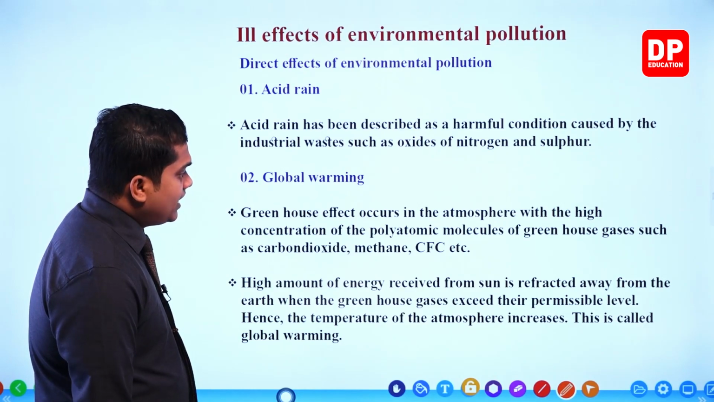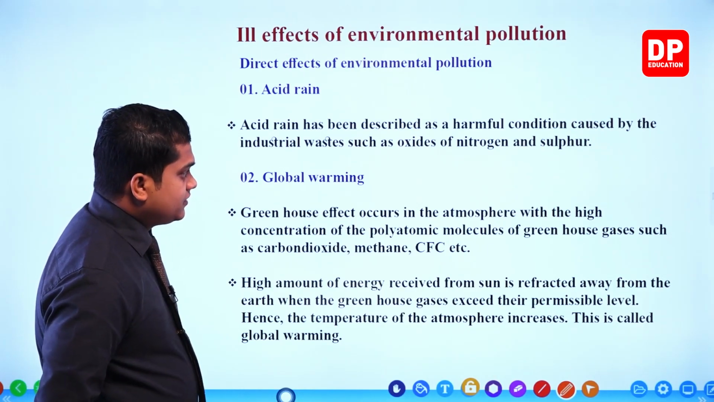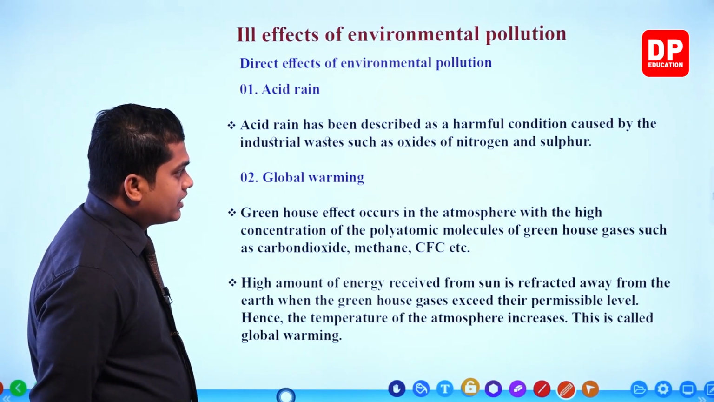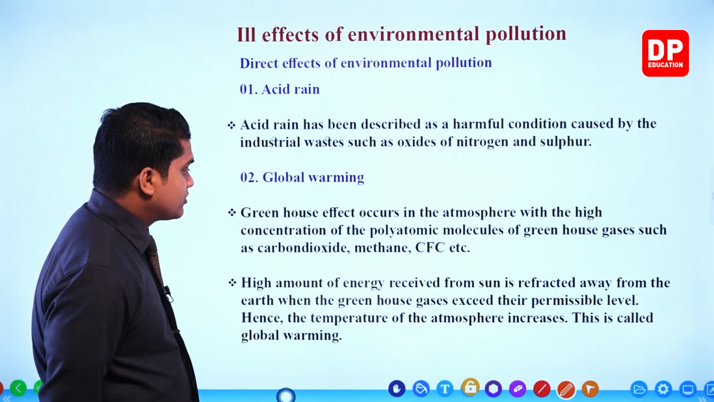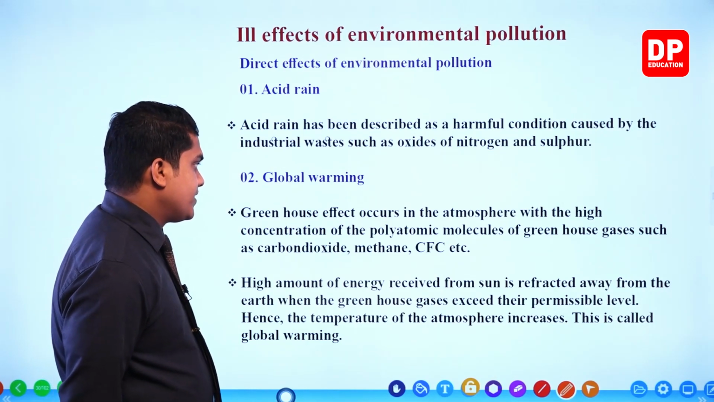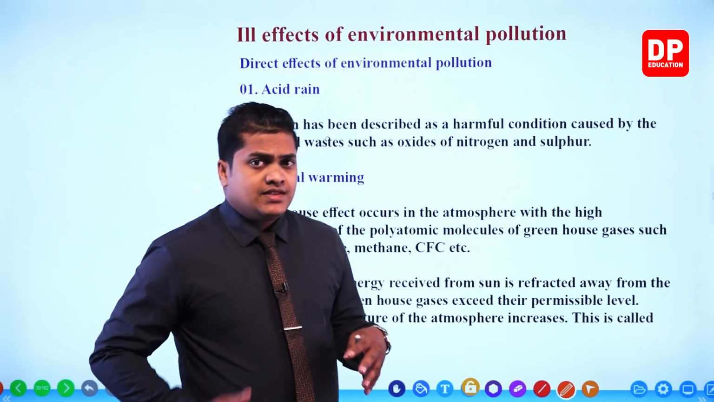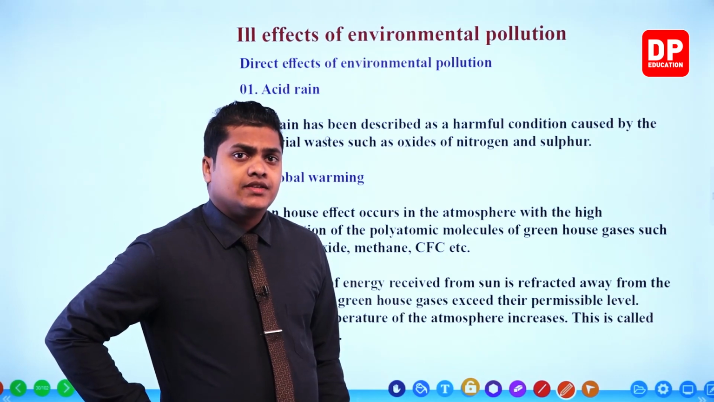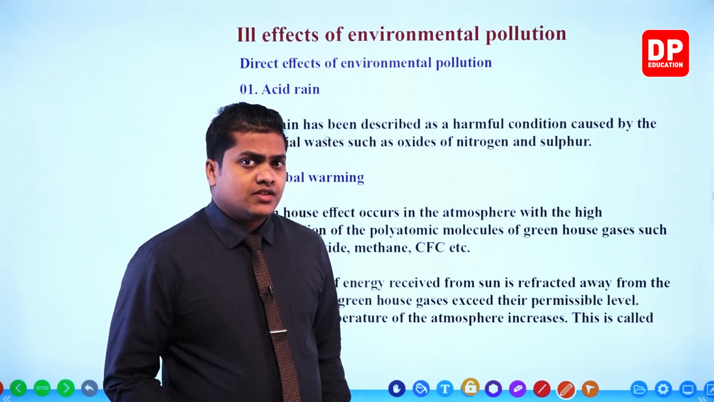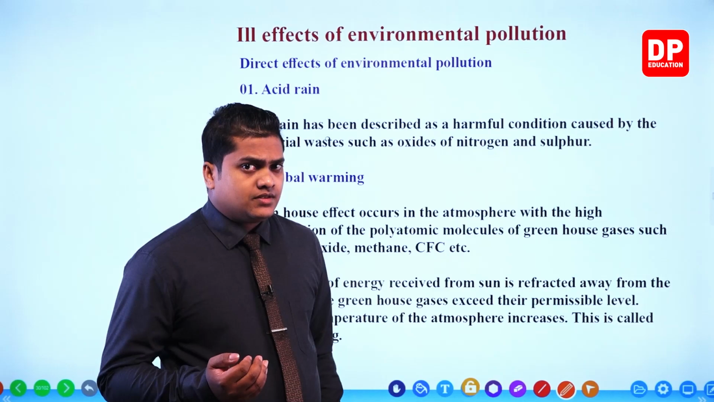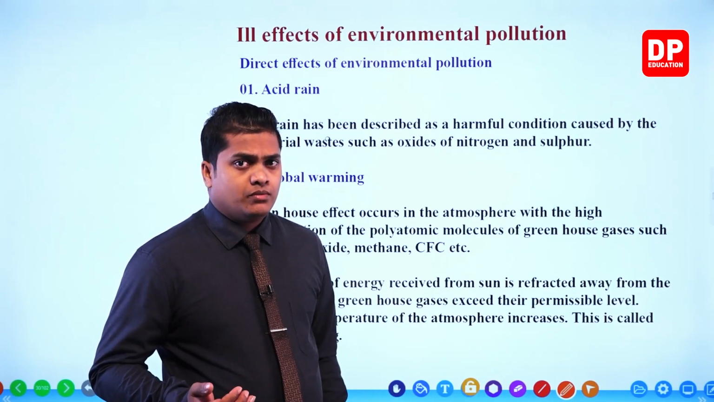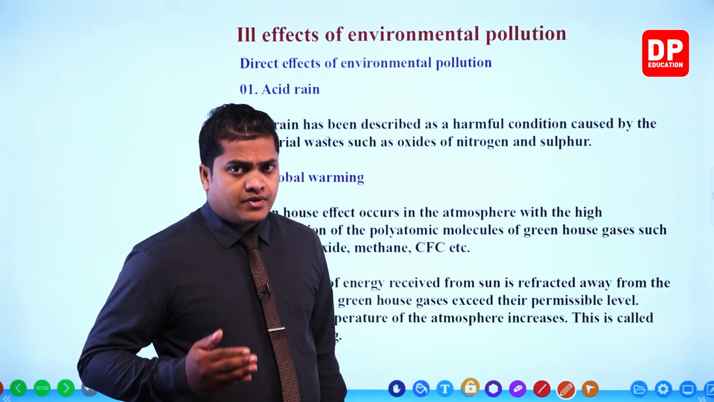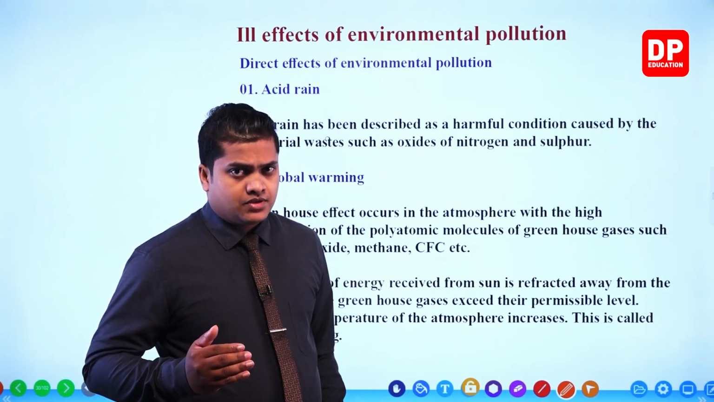So, the greenhouse effect occurs mainly in the atmosphere with a high concentration of polyatomic molecules of greenhouse gases such as carbon dioxide, methane and CFC gas. So, mainly these are created because of the polyatomic molecules, right? These polyatomic molecules, my dear children, are going to absorb a certain amount of solar radiation from the atmosphere, and because of that, what will happen? The environment temperature is going to increase.